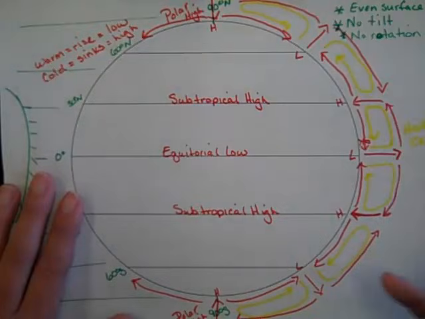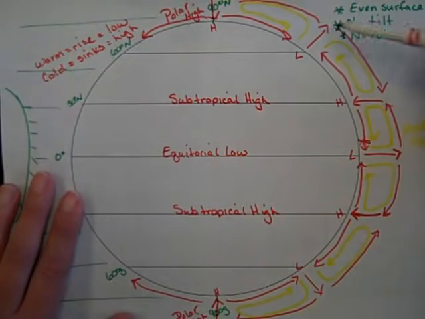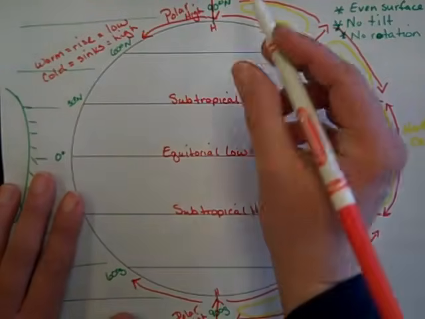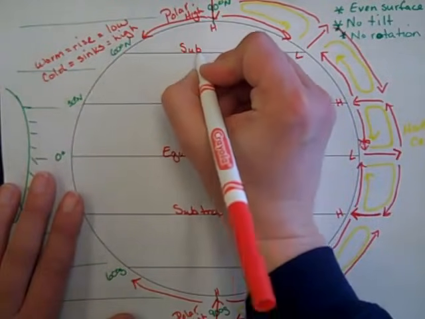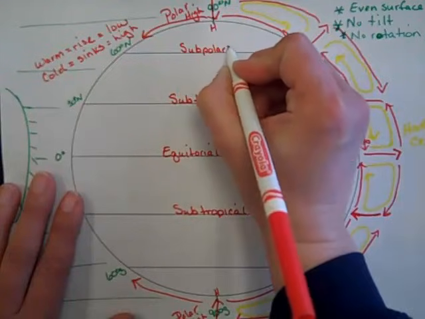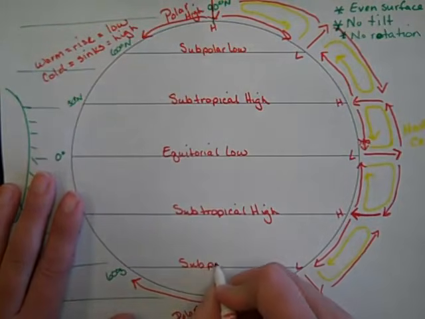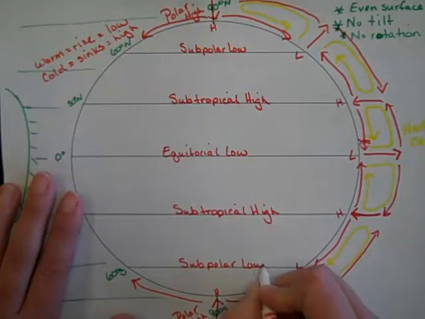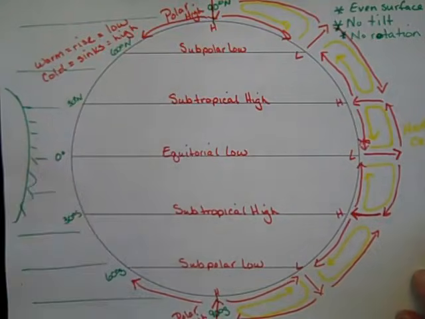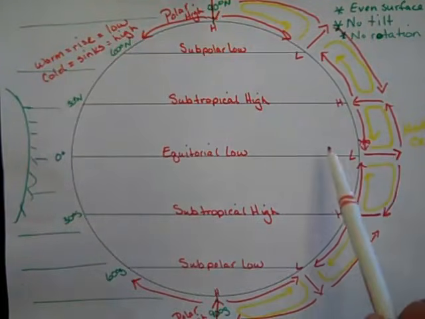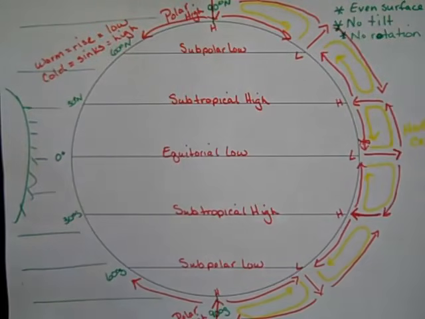Okay, so we have 6 Hadley cells forming because of these high and low pressure systems. Now this low pressure is called the subpolar low. I forgot to tell you that. So is this one. So we have these high and these low pressure systems forming on Earth because of the heating and cooling at different points. All right, so how does this affect the wind?